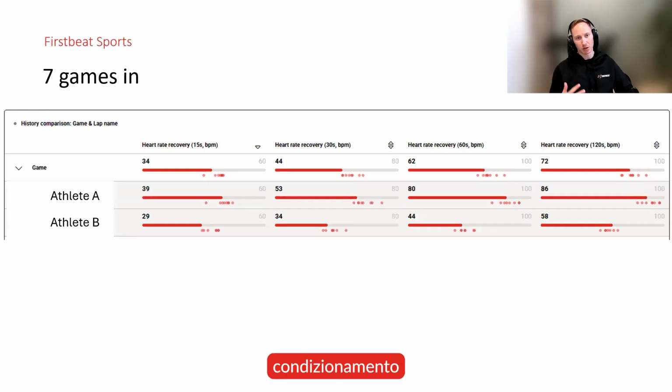So here we have the comparison where they have played 7 games. And again, we have the athlete A and athlete B. And here we are comparing the heart rate recovery values for those 2 athletes. We have selected here now 15 seconds, 30 seconds, 60 seconds, and 120 seconds for the comparison, to see what the trend is over different time frames.